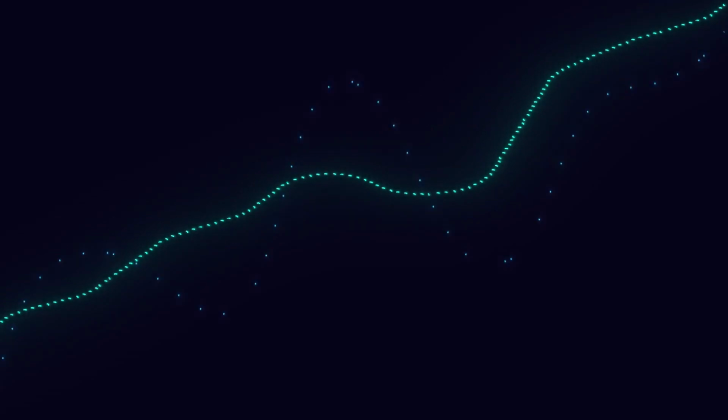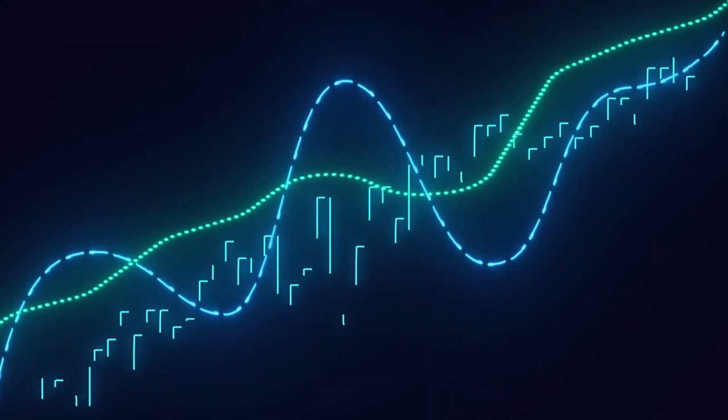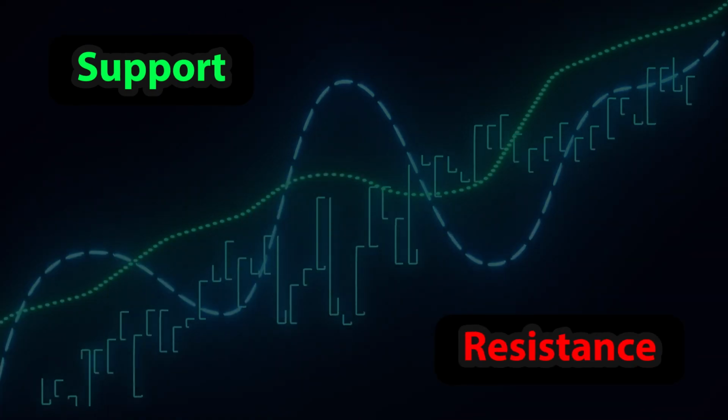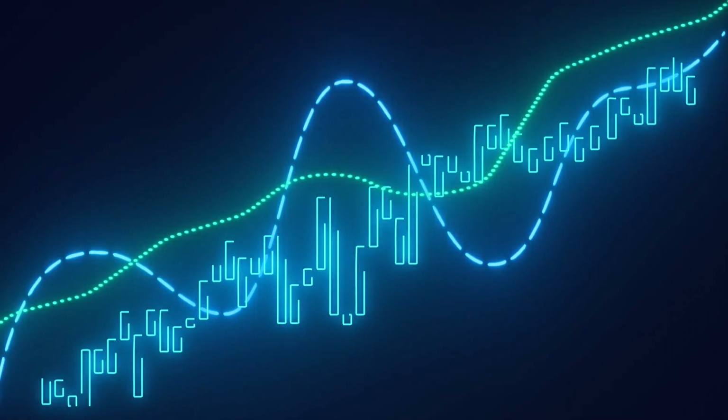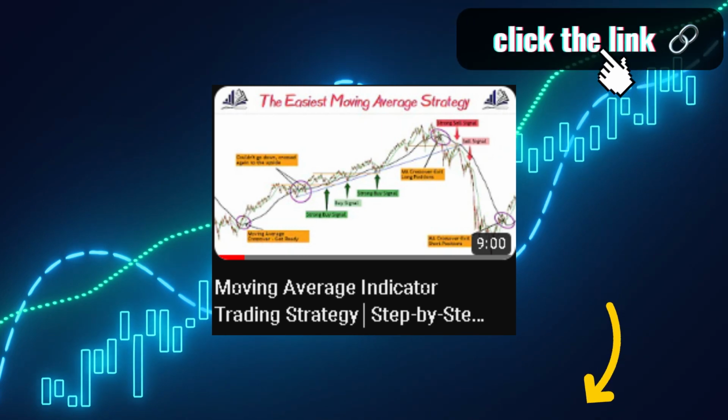A key technical indicator you can use to decide where to place your stop loss is the moving average. It can serve as both support and resistance level. If you want to learn more about how to use moving averages and some trading strategies with them, be sure to check out my video on the topic. You can find it up here or in the description below.